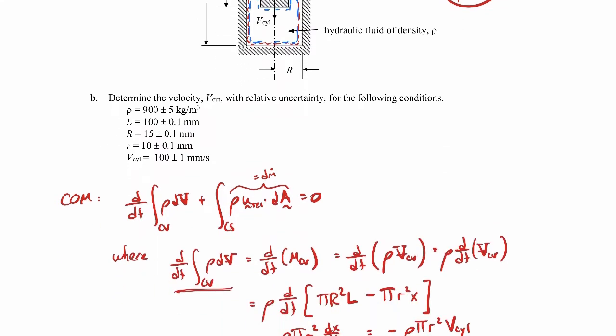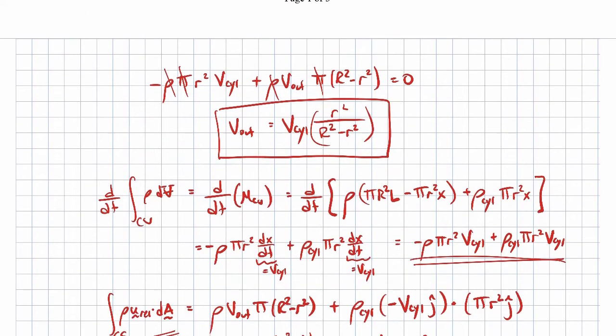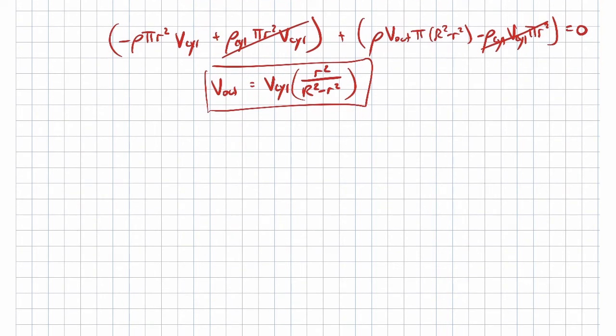All right, so the next part of the problem is to find the uncertainty in the velocity going out given the uncertainty in these other values. So that's a propagation of uncertainty problem. We're trying to find the relative uncertainty in V out, given the relative uncertainties in the other values. So we're going to have the relative uncertainty in V out due to the uncertainty in V cylinder squared, plus the relative uncertainty in V out due to the uncertainty in little r squared, plus the relative uncertainty in V out due to the uncertainty in capital R squared, and take the square root of the whole thing.